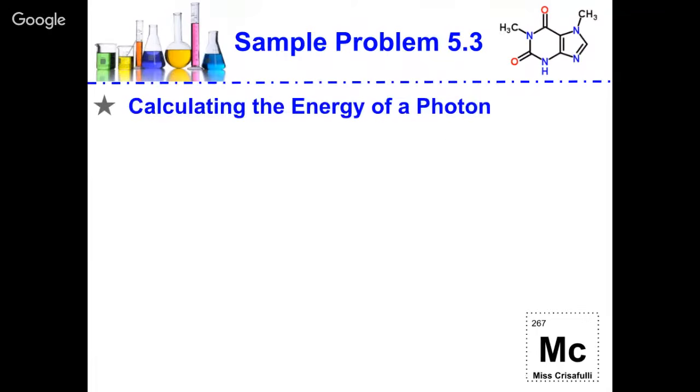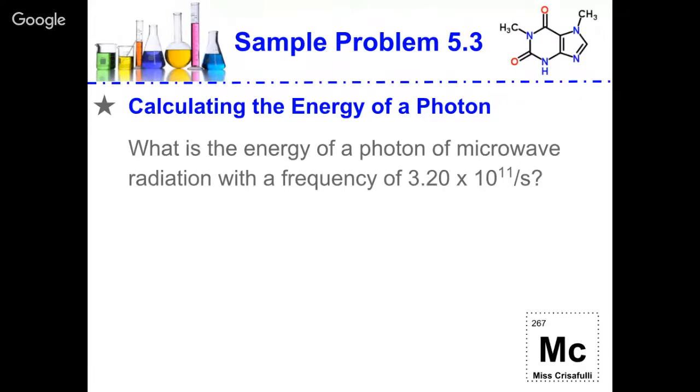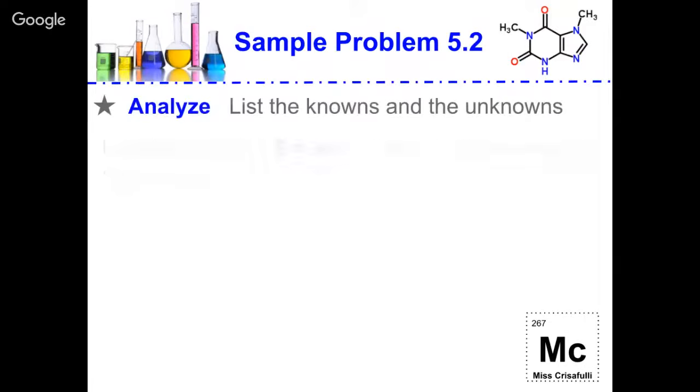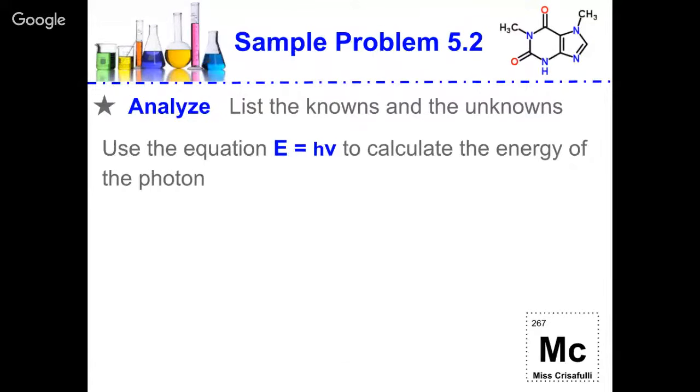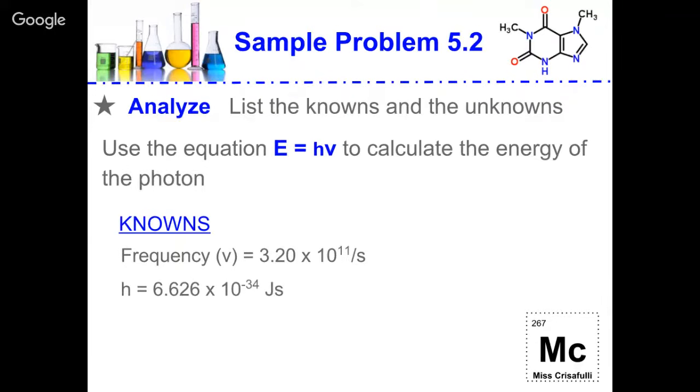So let's calculate the energy of a photon. What is the energy of a photon of microwave radiation with a frequency of 3.20 times 10 to the 11th inverse seconds, or hertz? First, let's list our knowns and unknowns. We need to use the equation E equals h nu to calculate the energy of a photon. We know the frequency and we know h, which remember is Planck's constant, and we're solving for E.